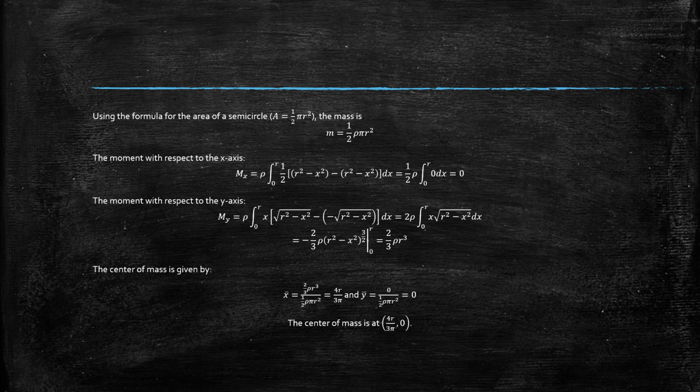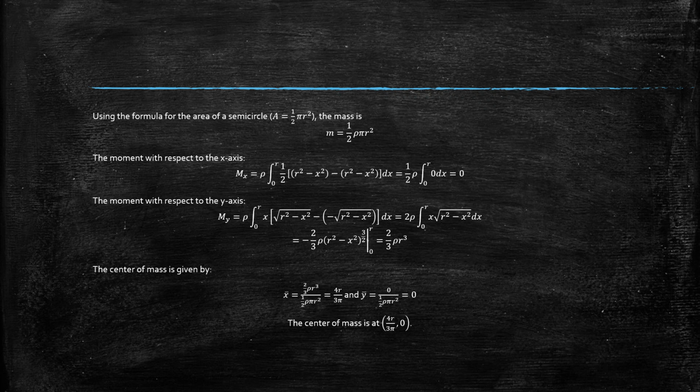Using the formula for the area of a semicircle, which is A equals 1/2 pi r squared, we know that the mass is equal to 1/2 rho times pi times r squared. Because remember, the mass would be the density times the area of the region. We could use the integral formula to find the area, or we could just use that we know the area of a semicircle.